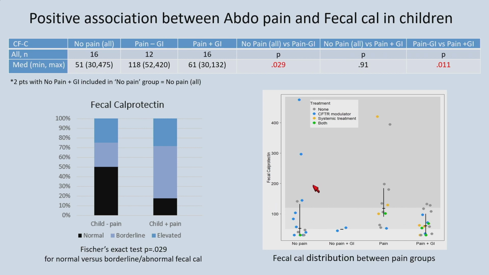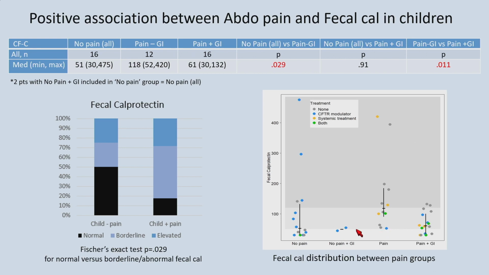There are more details in the right graph. Each dot represents a single patient. A line represents the median and interquartile ranges. Patients that are color-coded blue are on CFTR modulator treatment, yellow on systemic treatment, which is the oral antibiotic or immunosuppressive treatment, and the green ones are on both types of treatment.